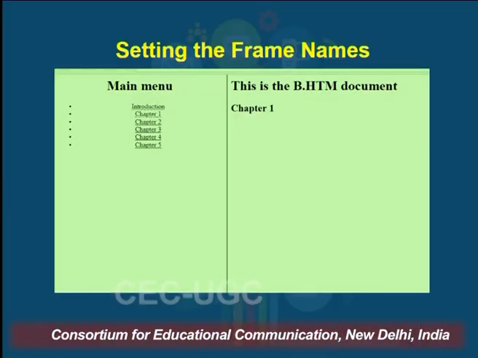So this example makes it more clear. For example, we have created these frames, 2 frames are created here, these are columnar frames. In the first frame we have a menu, and in the menu we have 5 or 6 links, and when you click on a link, the linked file will open in the adjacent frame.